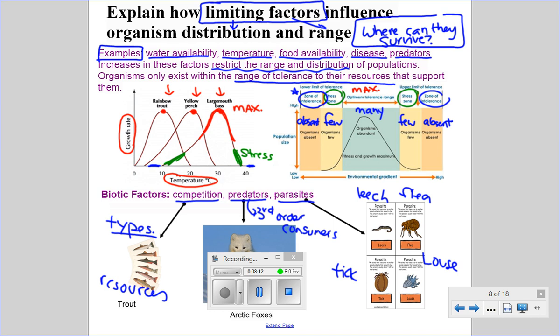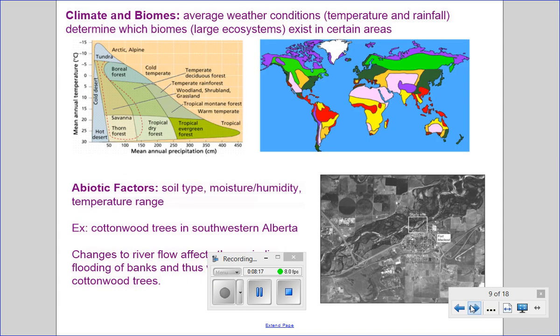Now, there are also abiotic factors that would be part of this discussion. The biggest abiotic factor would be the idea of climate. Now, climate is where we're talking about average weather conditions. In other words, temperature and rainfall, temperature and precipitation. And climate is the thing that causes a particular biome or a particular ecosystem to exist.